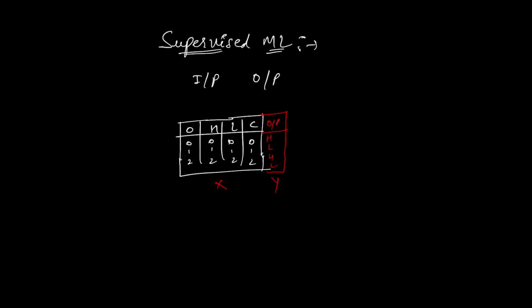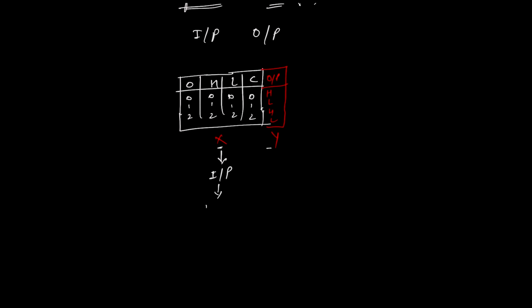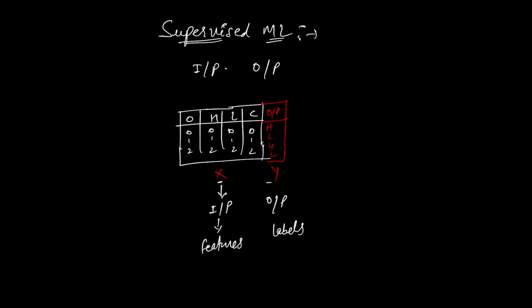So when we have both input and output, X and Y, X means input, and it is also known as the features. So don't get confused when you see all these words. And Y is also known as the output, or labels. So in supervised machine learning, we have both the input and output, and with the help of our machine learning algorithm, we try to find the relationship between both the input and output. Hopefully it's clear to you.